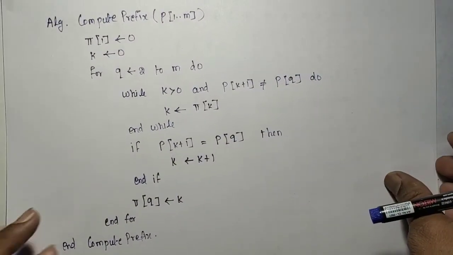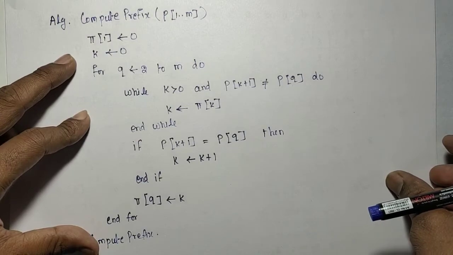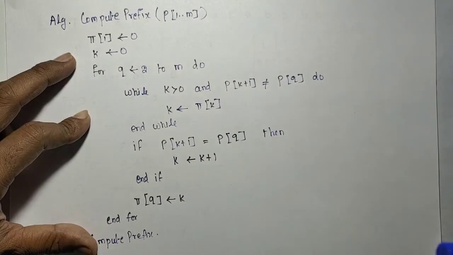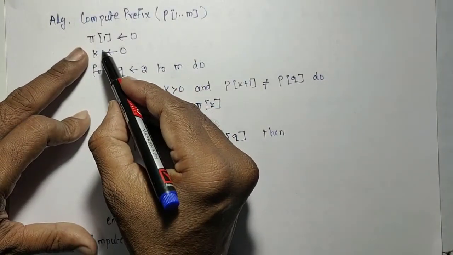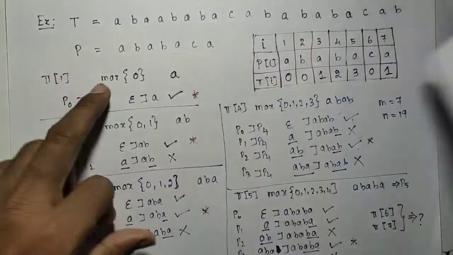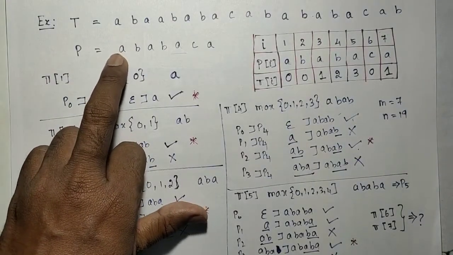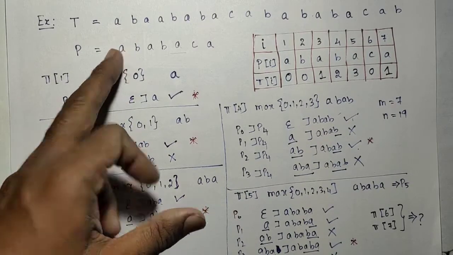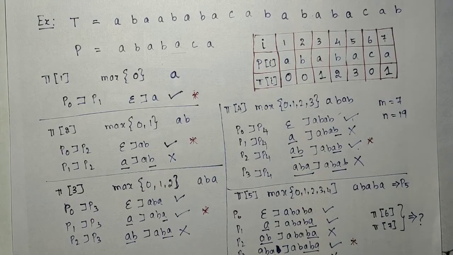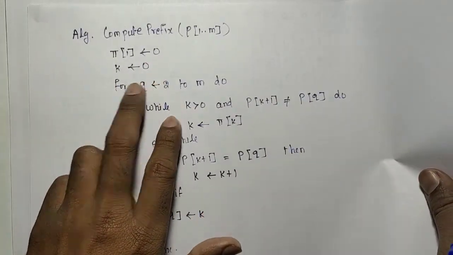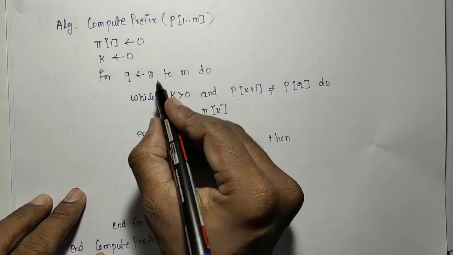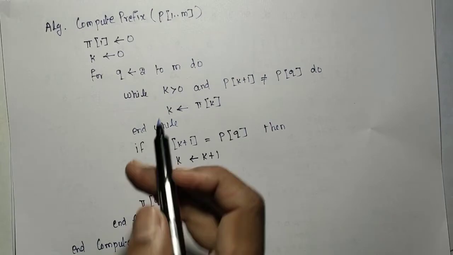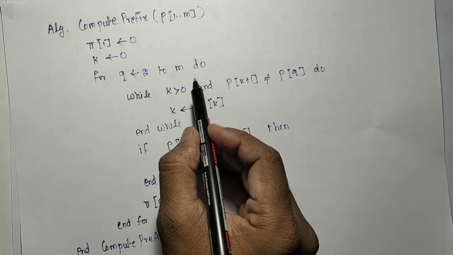The algorithm for computing the prefix is this one. Just to see this, if you trace this algorithm, you will get the same result. Pi of 1 is initialized with 0, because for a one-length character the proper suffix is epsilon only, so that will be 0. Then we find for q equal to 2 to m, so only m iterations.